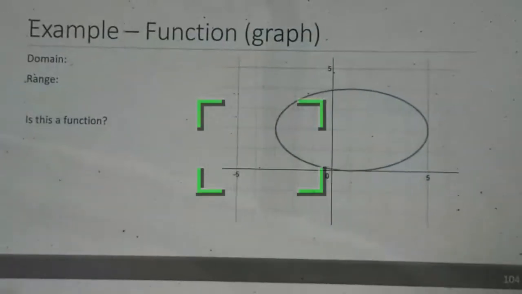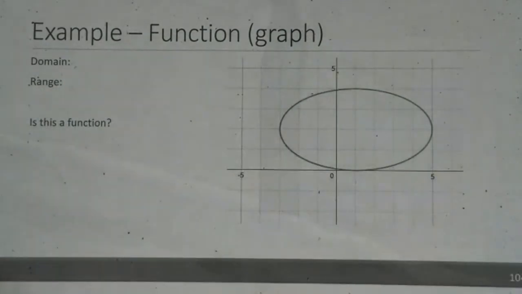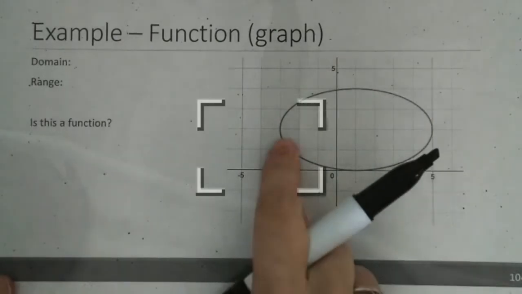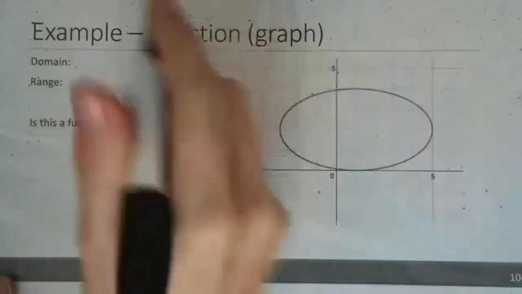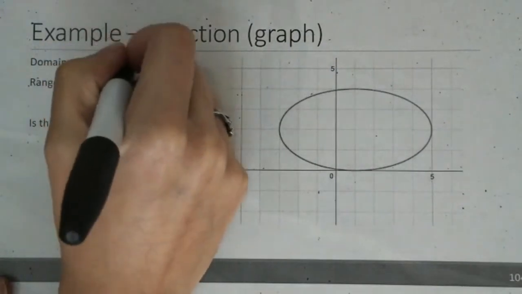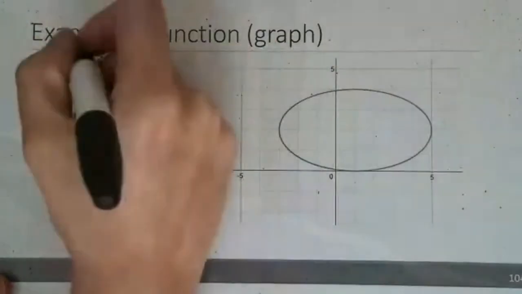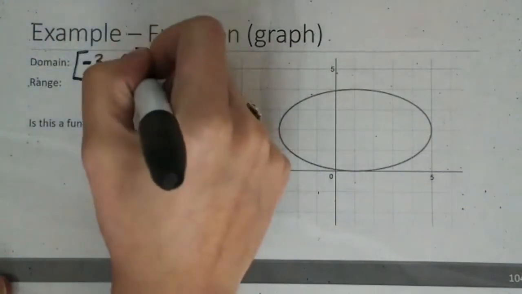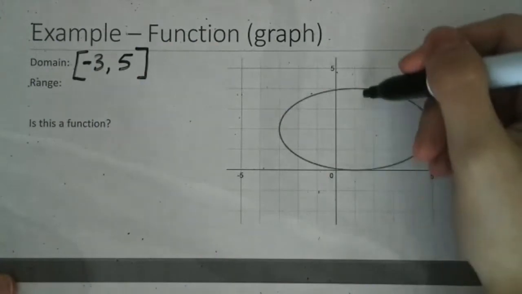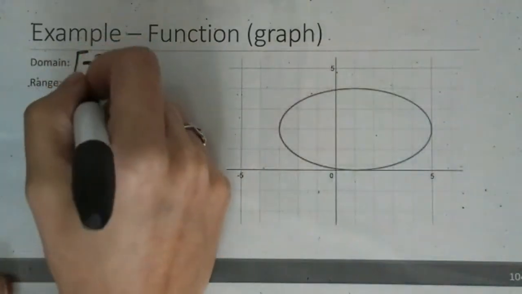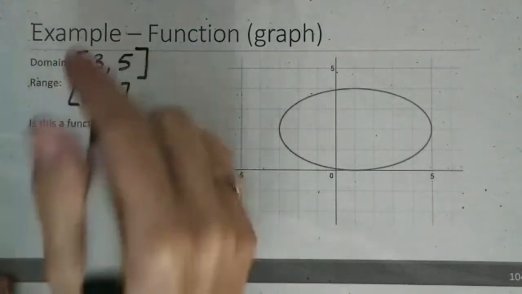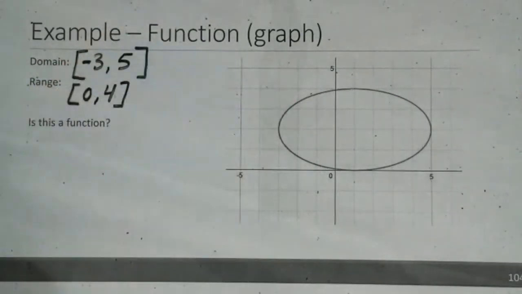Next up, we have an ellipse, kind of oval shaped. So the domain, what x values do we touch? Looks like we go from -3 up to +5. And because I don't see open circles, we're going to have brackets. Our range, or our y values, we go from 0 to +4. I don't see any open circles, so we're going to assume we touch them.